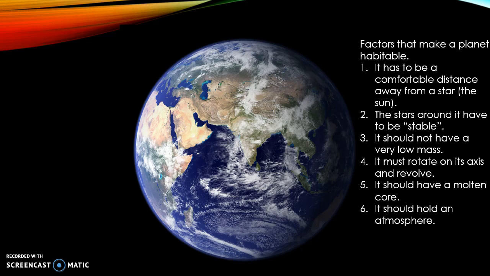Factors that make a planet habitable: one, it has to be a comfortable distance away from a star, for example, the sun with the Earth. Two, the stars around it have to be stable. Three, it should not have a very low mass. Four, it must rotate on its axis and revolve. Five, it should have a molten core. Six, it should hold an atmosphere. The Earth has all of these, or we wouldn't be alive on the Earth.